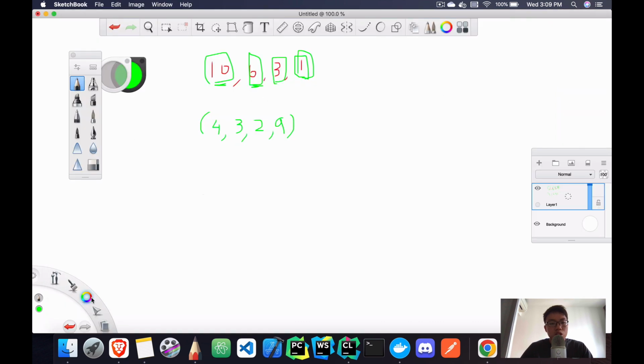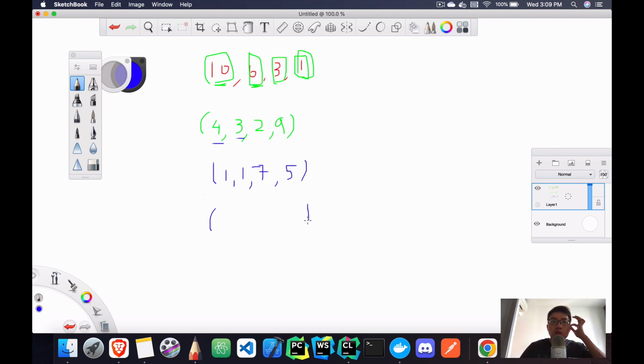Okay, so I'm just going to demonstrate this one more time. So 4 minus 3 is 1. The next one is 3 minus 2, which is also 1. 2 minus 9 is 7. So notice that even though 2 minus 9 is negative 7, what we're more concerned about is the absolute difference between every pair of adjacent numbers. So we always get the positive value regardless.